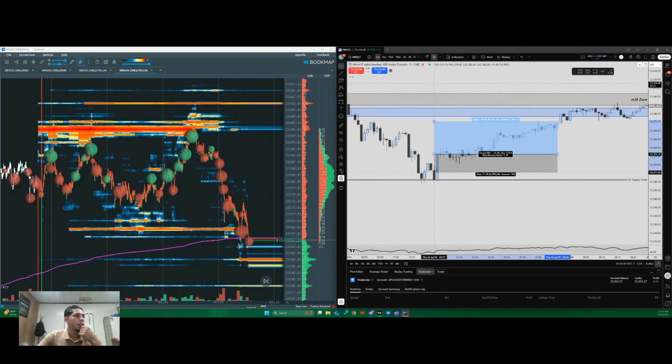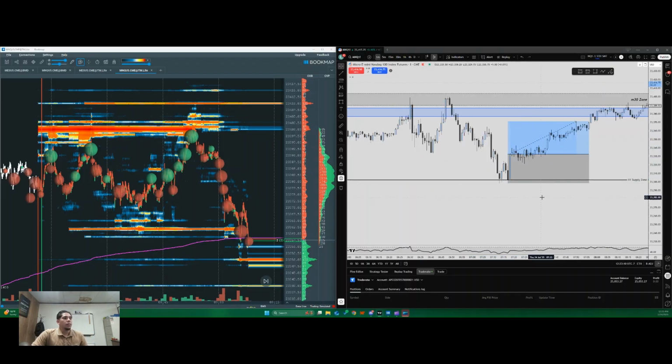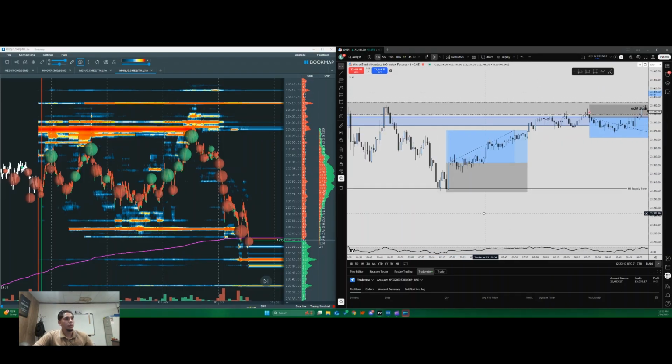So this would have really ended up being a 3.5 RR trade at the end of the day. But to begin with, it was a 1.14, which I'm not mad about. So yeah, that was picture perfect with that.